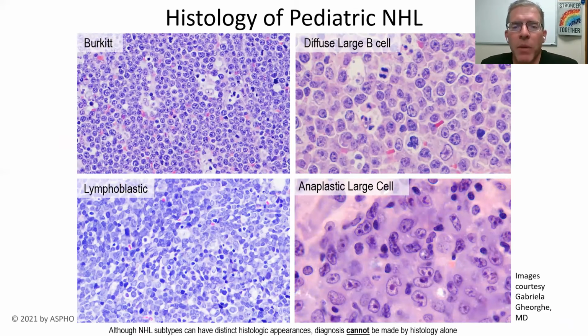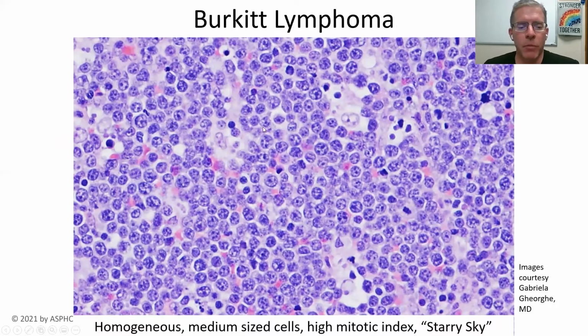The major subsets of pediatric non-Hodgkin lymphoma that we're going to look at are listed here, and I'll go through them one at a time. This is Burkitt lymphoma. There's homogeneous, medium-sized cells with a very high mitotic index, and this is that Van Gogh starry sky. And here are the stars in the skies.